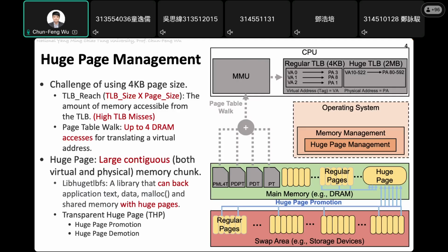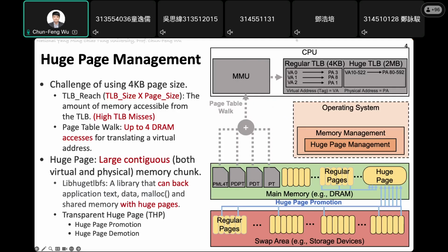Okay. So promotion is like this. Demotion is quite simple. The huge page will be directly demoted to 512 regular 4 kilobyte pages like this. Okay, so after doing the demotion, you will get 512 page table entries, not one.